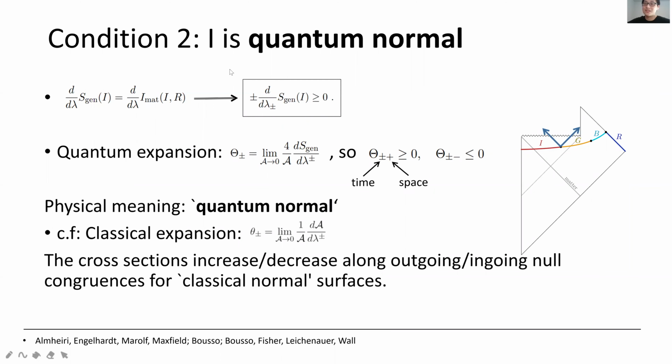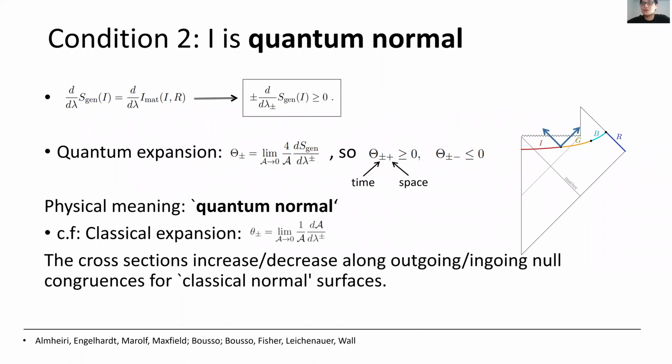In the ingoing direction, it is negative. We call this the quantum normal condition, because, very interestingly, this null derivative is proportional to something called quantum expansion, introduced by the Berkeley group. So essentially, these conditions are telling you, I use this Fermi theta plus and minus notation, which was invented by Bousso.